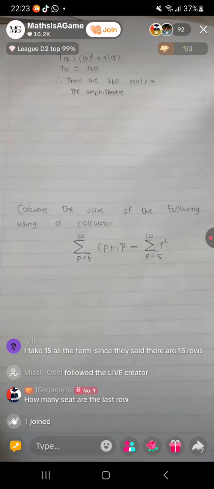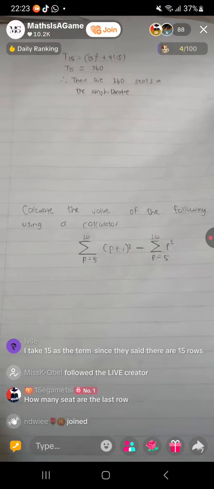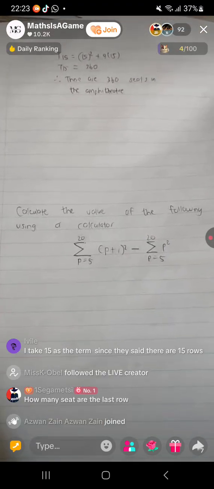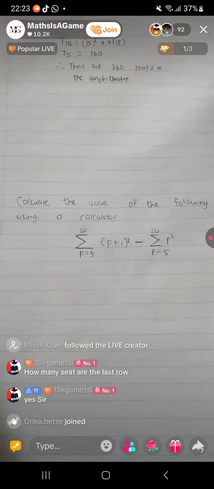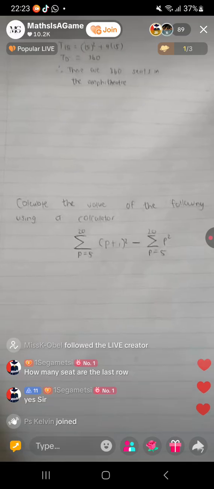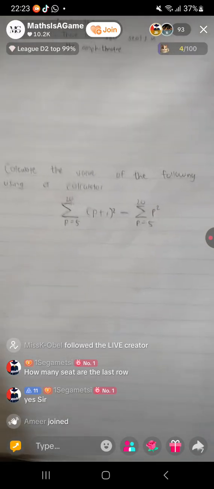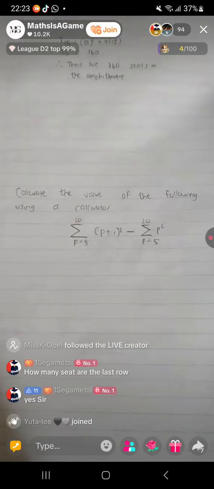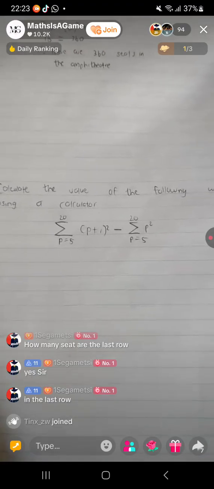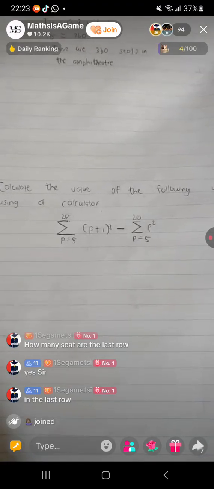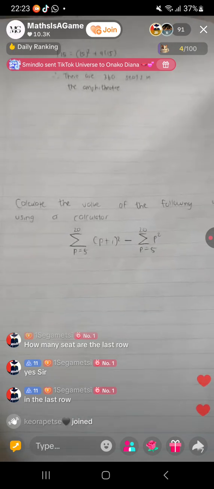Okay, Sekhamit, are you asking another question now? How many seats are in the last row? Is that what you're asking? Or you're asking another question? It's a very good question. So, what do you think? How many seats would be in the last row? How many seats would be there?